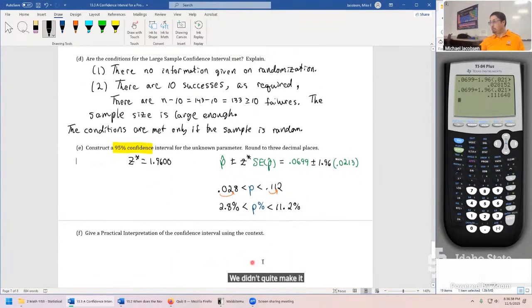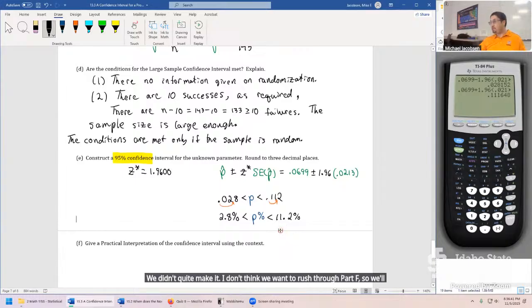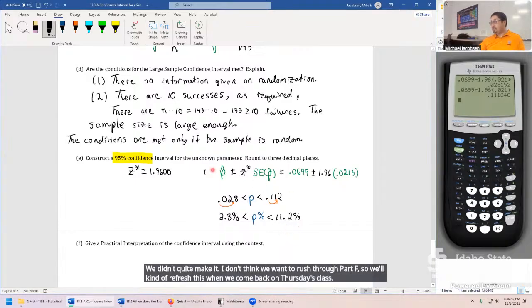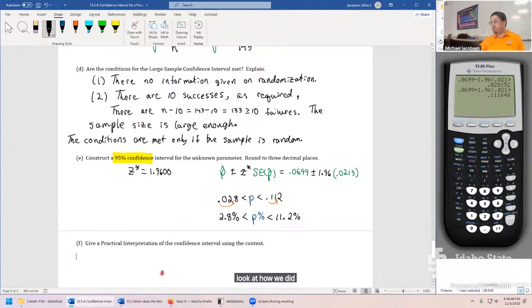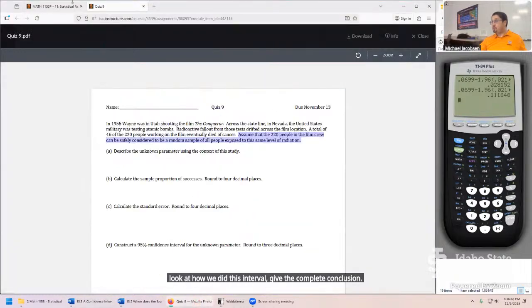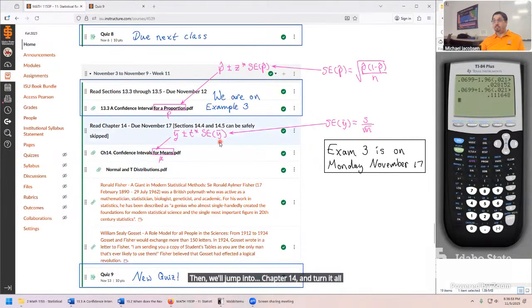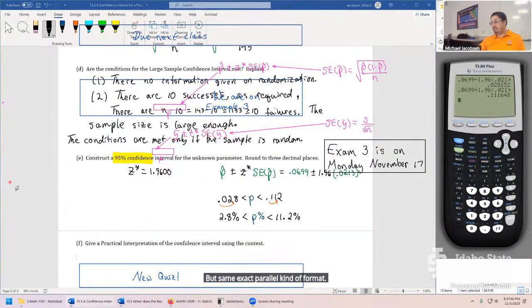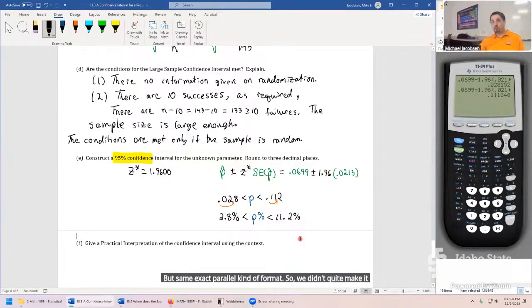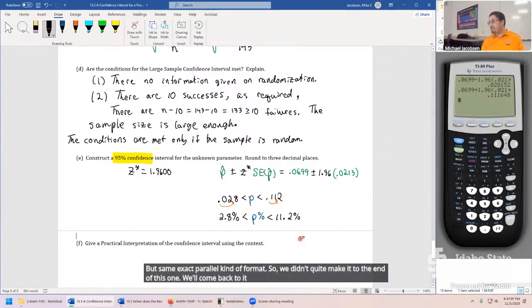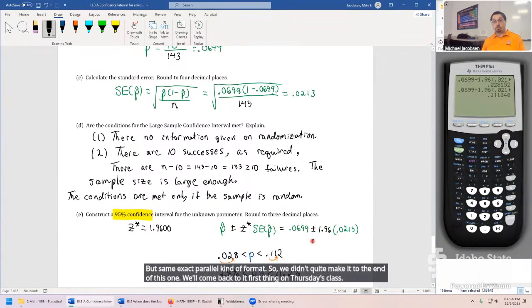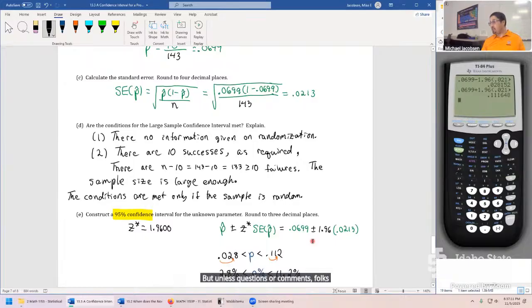I don't think we want to rush through part F. So we'll refresh this when we come back on Thursday's class. Look at how we did this interval, give the complete conclusion. Then we'll jump into chapter 14 and turn it all around to quantitative data. But that just means we're doing the same kind of thing, slightly different formula, but the same exact parallel format. So we didn't quite make it to the end of this one. We'll come back to it first thing on Thursday's class. But any last questions or comments, folks, getting through this so far?